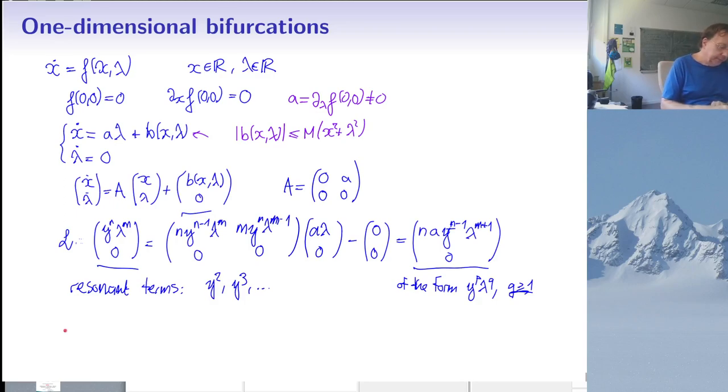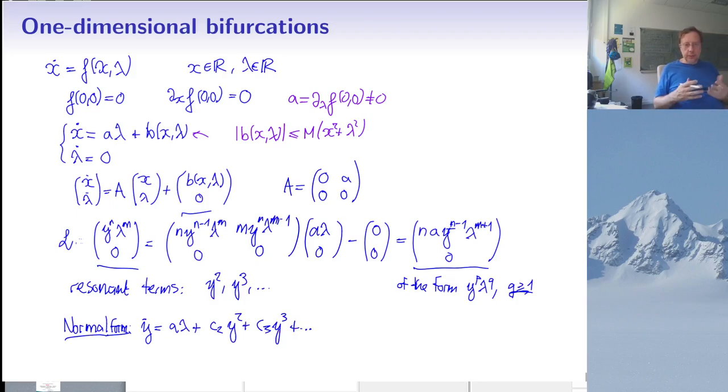By applying the same idea as before, so first we try to simplify terms which are homogeneous of degree 2 and then 3 and so on, we find that the normal form will be y dot equals a times lambda plus some coefficient c2 times y squared plus c3 times y to the 3 and so on.